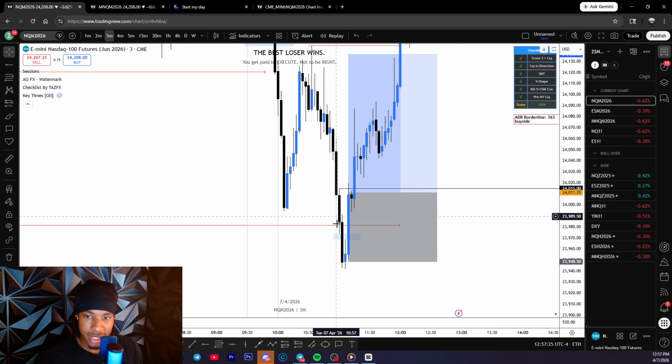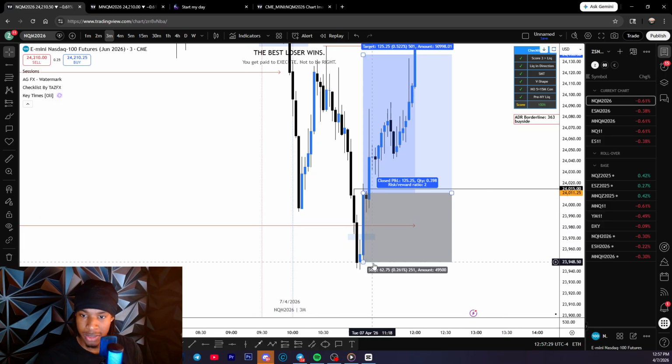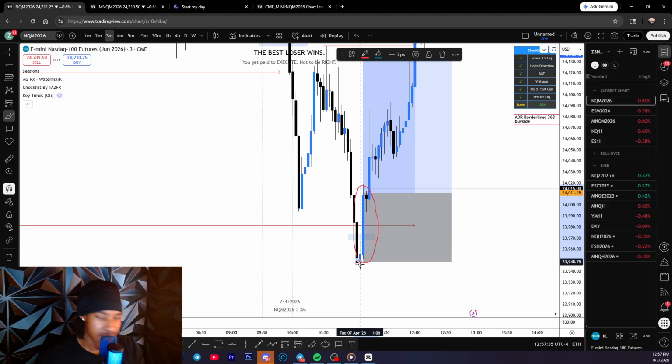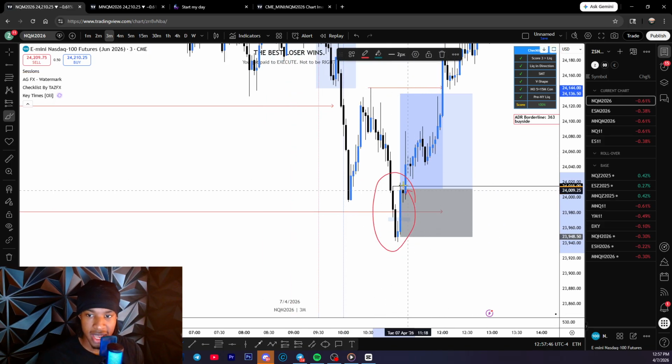So as we swept this low right here, we see we have this nice displacement candle that inverses two gaps. We have one gap right here and we have another gap right here. So once I seen this, I knew that this was our reversal point. This was the entry that I was looking for.